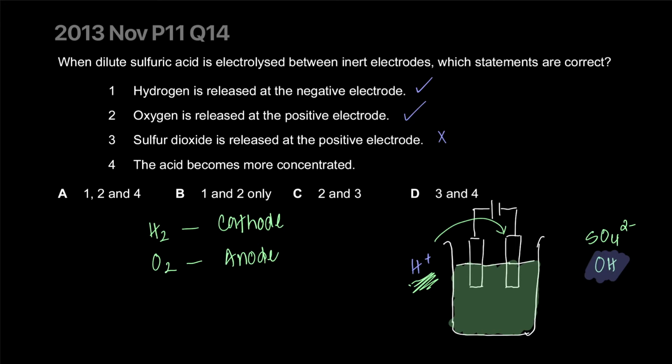The acid becomes more concentrated. Well, does it? Yes. So the hydrogen is being decreased. It doesn't matter which hydrogen, from the acid or from the water, but the OH ions are decreasing, so there are more sulfate ions. You can say the water is going away from here, so whatever is left is just the acid, and it's getting more and more concentrated. So that's also true. So the correct answer is 1, 2, and 4. So that's A.